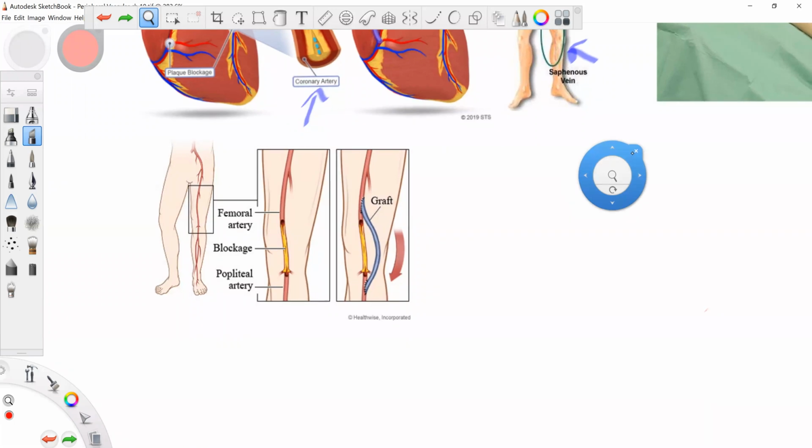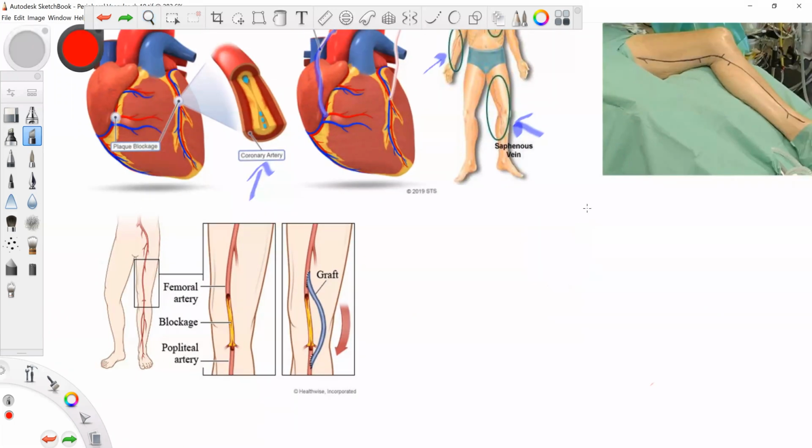So they could be removed. They could also be, this one's going to be removed. They could also be purposely thrombosed in the case of next chapter, which is, I don't know, varicose veins, valvular insufficiency, which causes varicose veins, is next chapter. They could be used as an in situ graft. In situ fempop. So this is an in situ fempop.